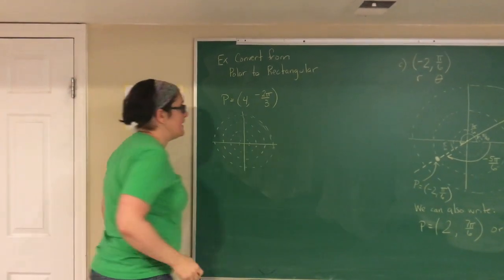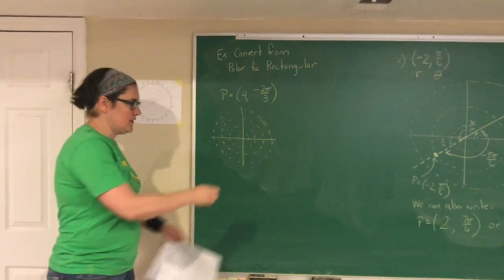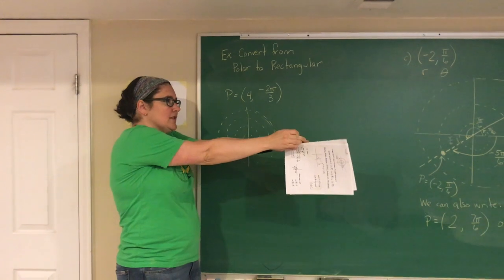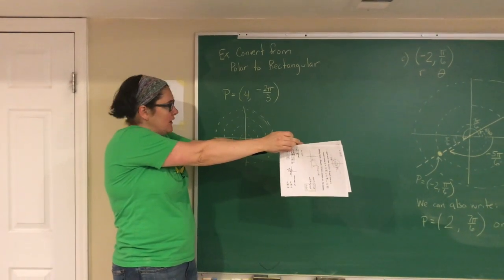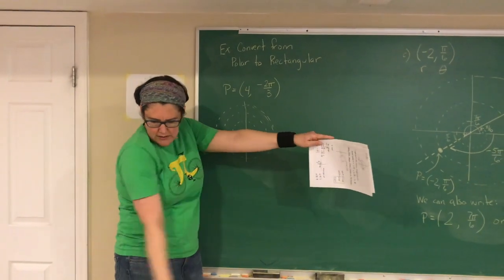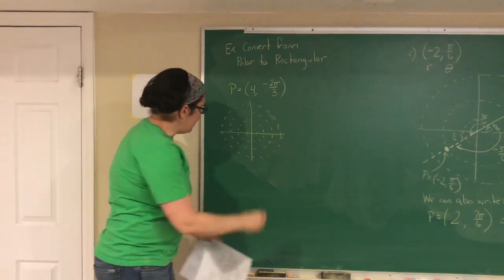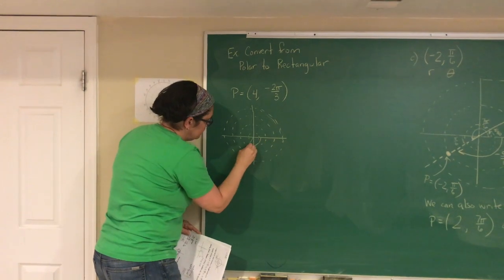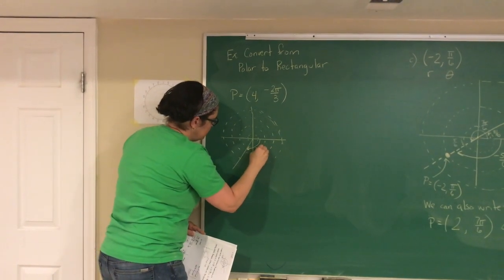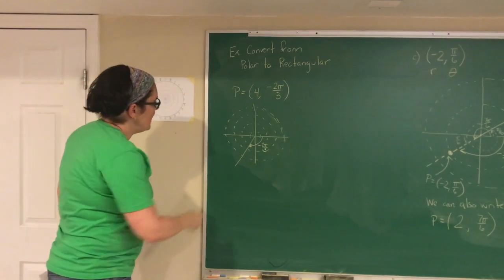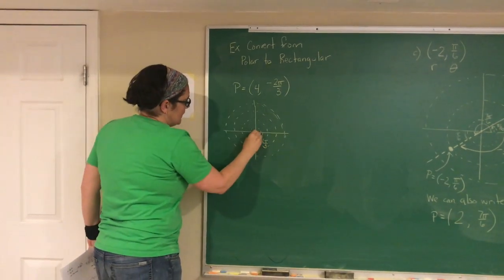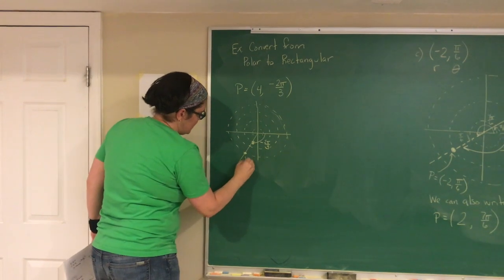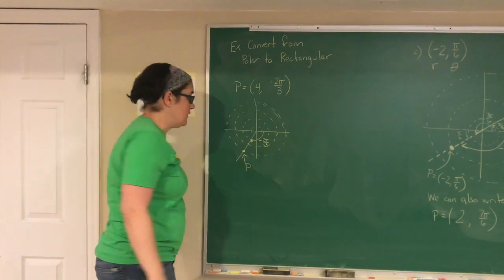And I would measure an angle of negative 2 pi over 3, so that's a clockwise measurement. Pi over 3 is 60, twice that is 120, so 120 degrees in the clockwise direction. And then I would walk a distance of 4 units along that antenna. So 1, 2, 3, 4. So here is our point P that we are interested in.